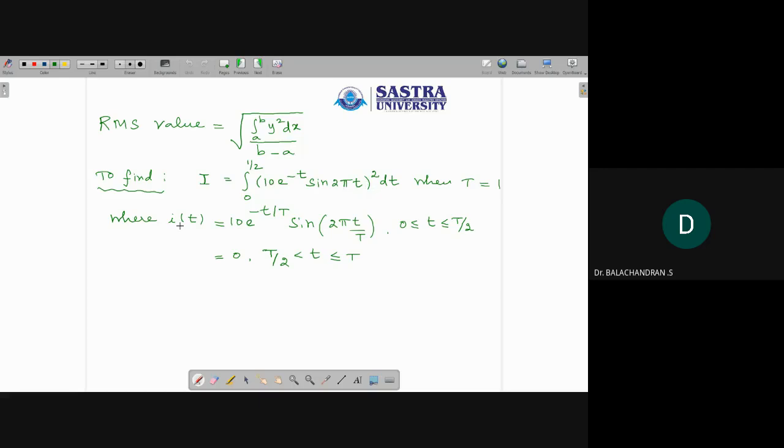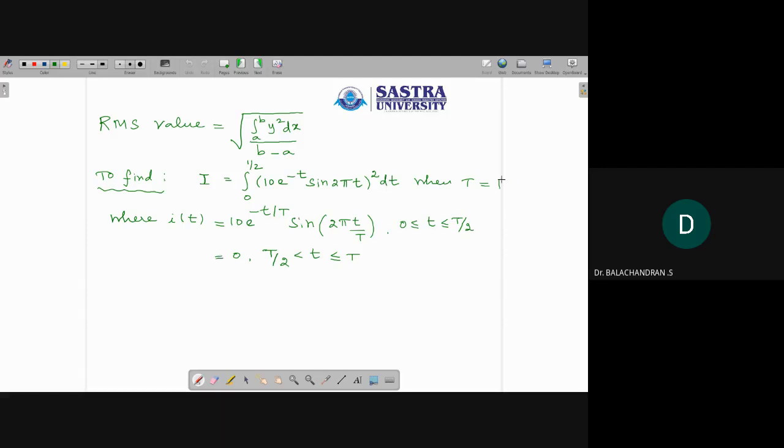This is the general formula for the current: I of t equal to 10 into e power minus t by capital T into sine 2 pi t by T, if t lies between 0 to T by 2. When t lies between T by 2 and T, the current is 0. Okay.